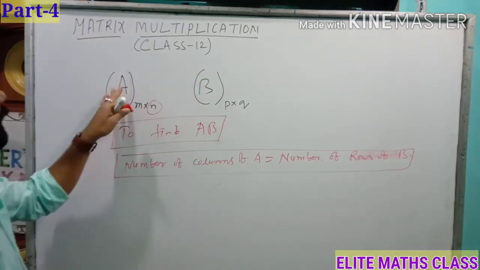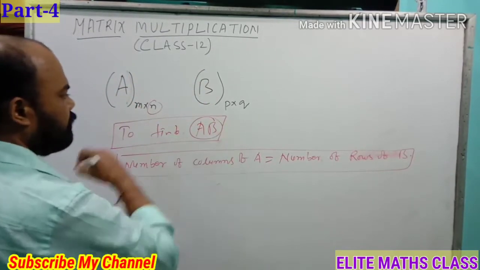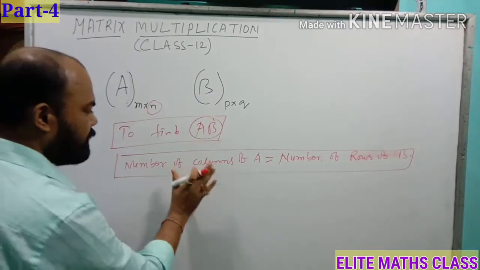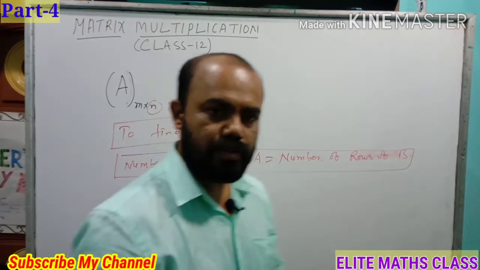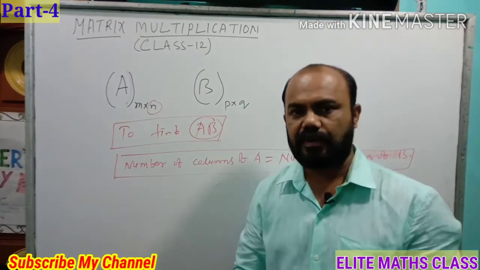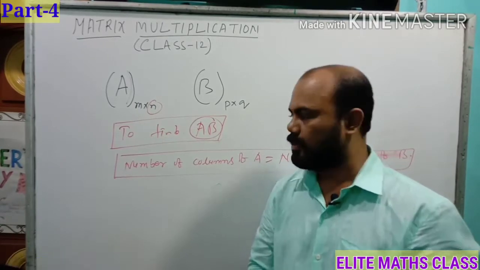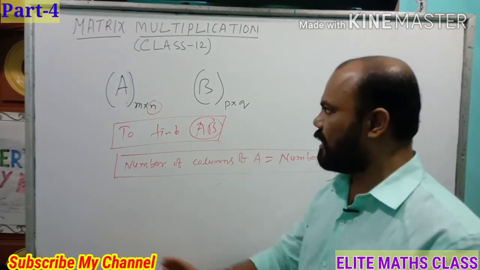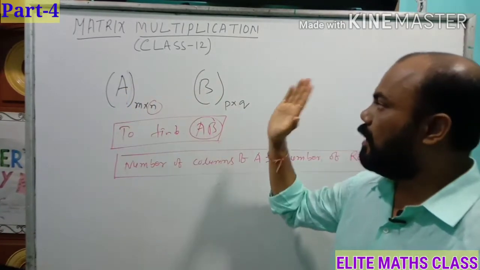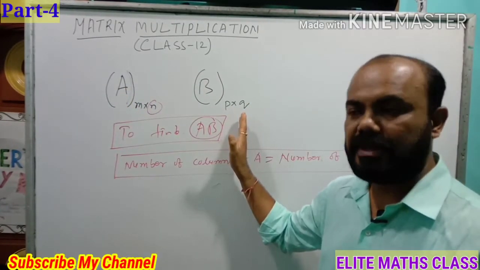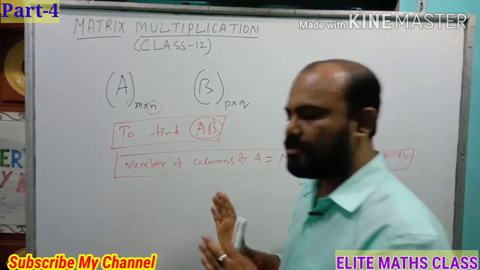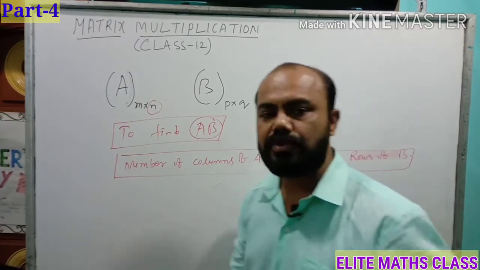That is, for the product AB, when we are multiplying A with the matrix B, this is the first necessary condition to be fulfilled. Before finding the product, we have to check whether the condition for matrix multiplication is satisfied or not. What is the condition? First check whether the number of columns of the matrix A is equal to the number of rows of the matrix B. If this condition is satisfied, then only we can find the product AB. Next, I am coming to how to find the product.